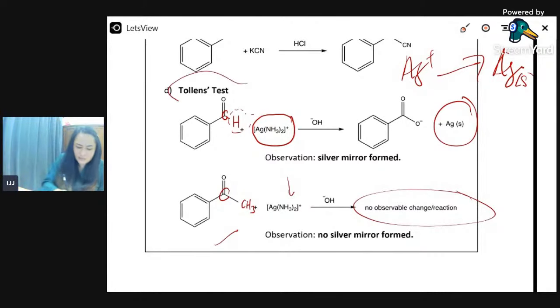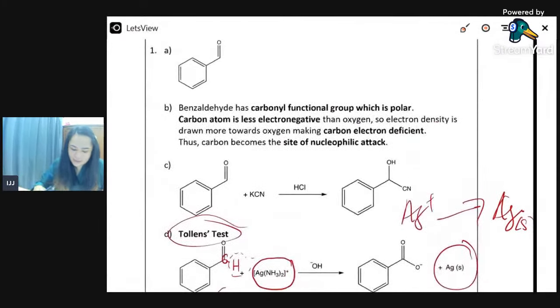So Tollens reagent sebenarnya oxidation reagent, they actually oxidize your aldehyde. Okay, so that's why Ag itu diturunkan. Okay, so this one is the explanation just now previously.